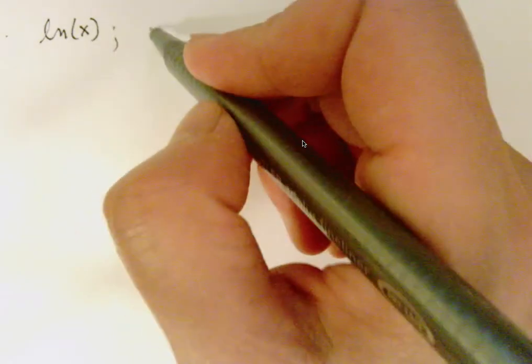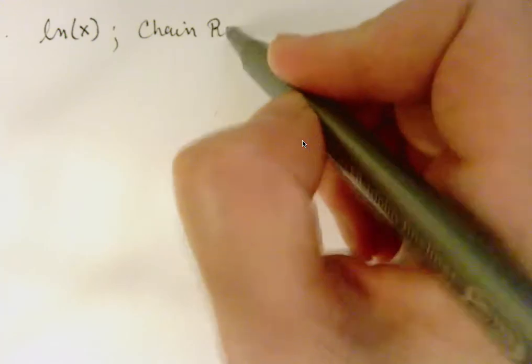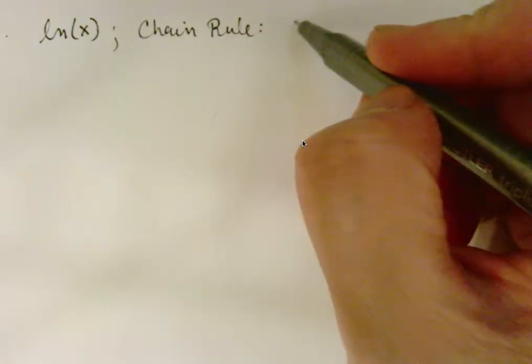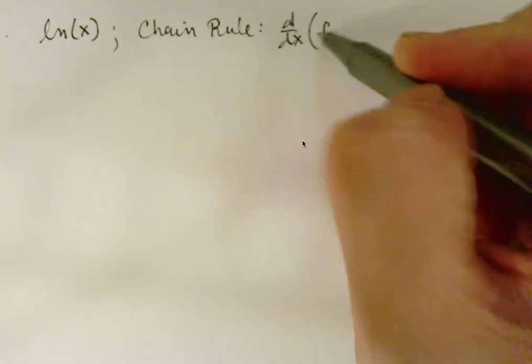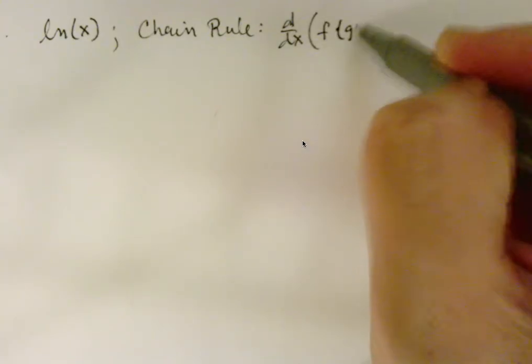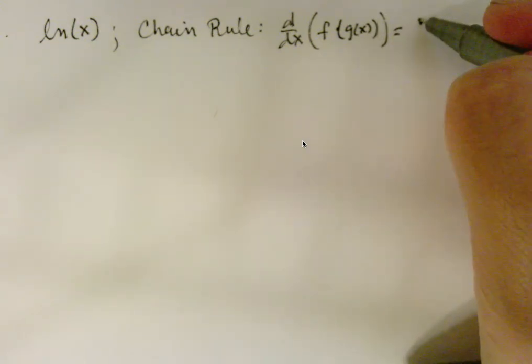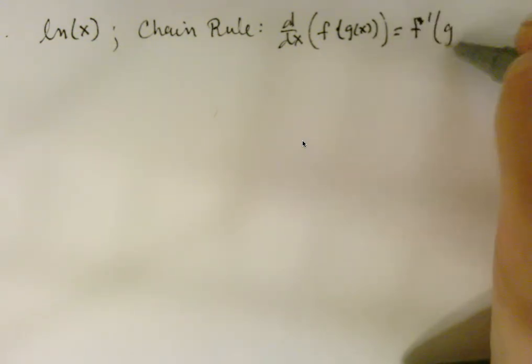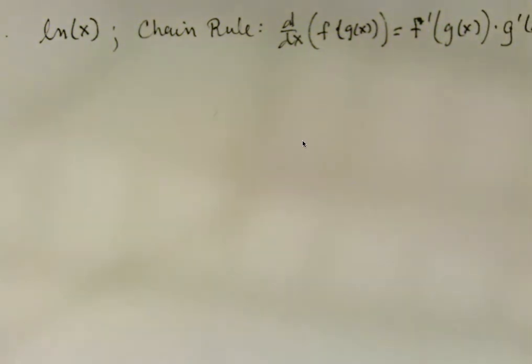But first, let's review the chain rule. Recall the chain rule says that the derivative of f composed with g is the derivative of f evaluated at g times the derivative of g with respect to x.